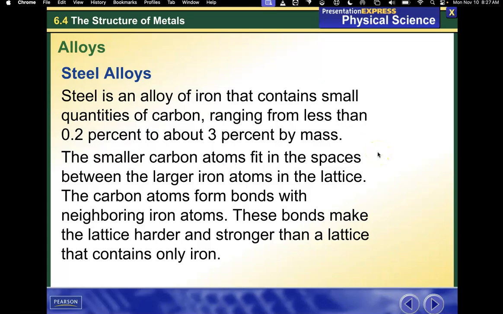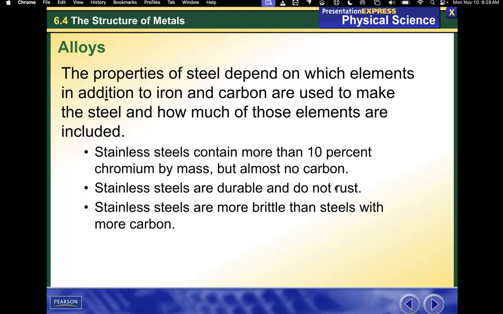Steel alloys. Steel is an alloy of iron that contains small quantities of carbon ranging from less than 0.2% to about 3% by mass. The smaller carbon atoms fit in the spaces between the larger iron atoms in the lattice. The carbon atoms form bonds with neighboring iron atoms. These bonds make the lattice harder and stronger than a lattice that contains only iron. The properties of steel depend on which elements in addition to iron and carbon are used to make the steel, and how much of those elements are included.